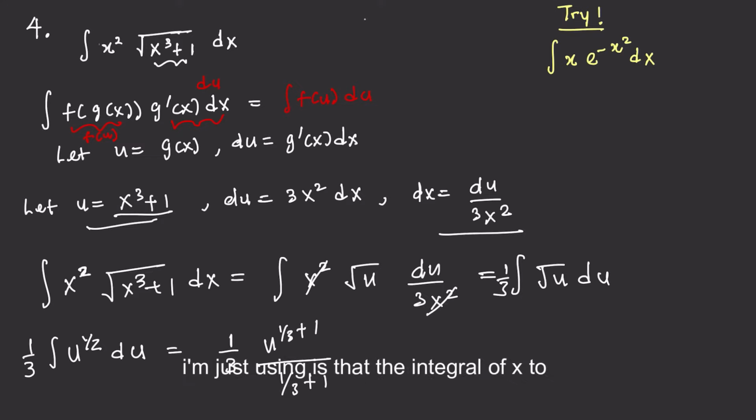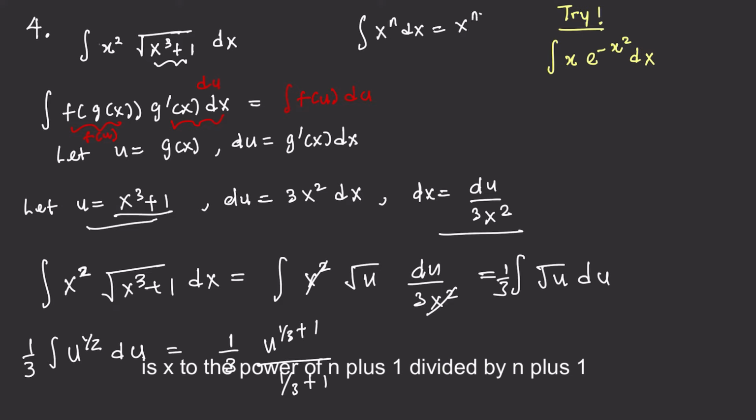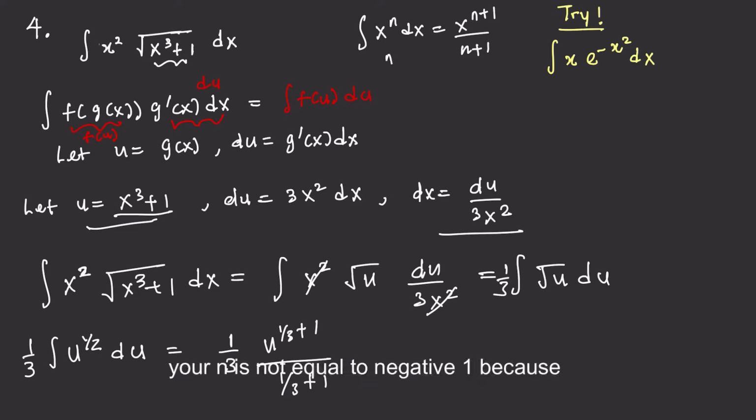So what I'm just using is that the integral of x to the power of n dx, provided that n is not -1, is x to the power of n plus 1 divided by n plus 1. That's if your n is not equal to -1, because if you have -1, then you are going to have ln of u.